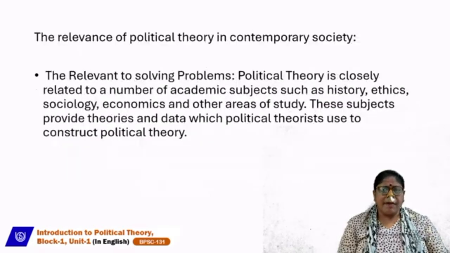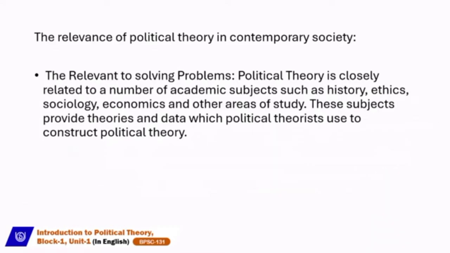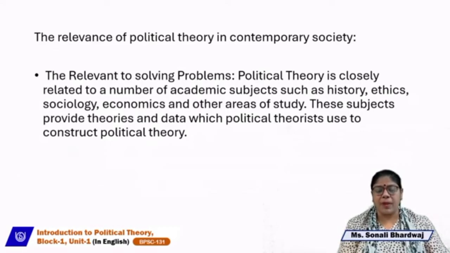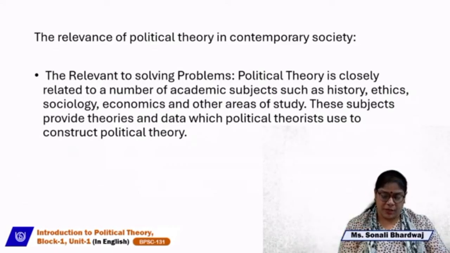Now, if we talk about the relevance of political theory in contemporary society, political theory is closely related to a number of academic subjects such as history, ethics, sociology, economics, and other areas of study. These subjects provide theories and data which political theorists use to construct political theory. So first, why is political theory relevant? Because it is relevant to solving problems, and because it is related to various other subjects, which provide data to the political theorist.